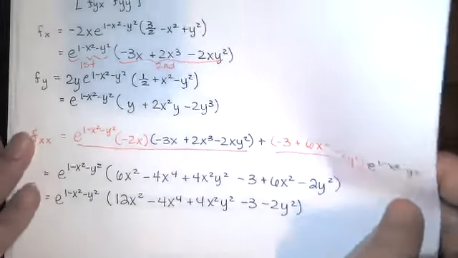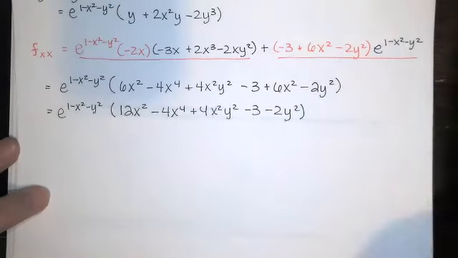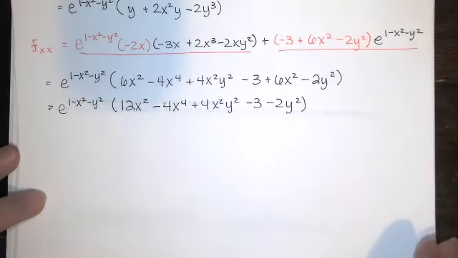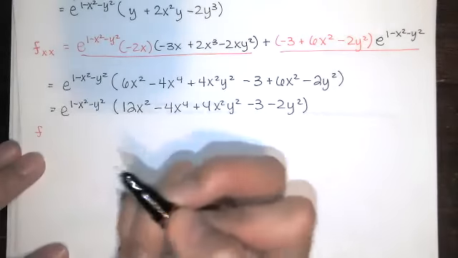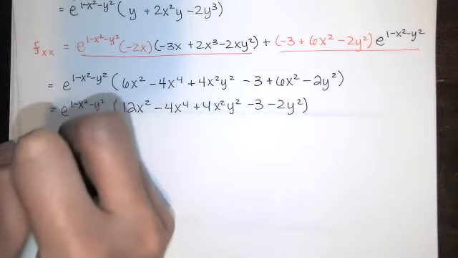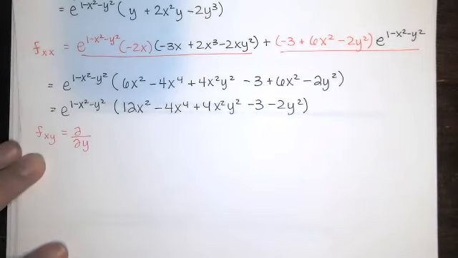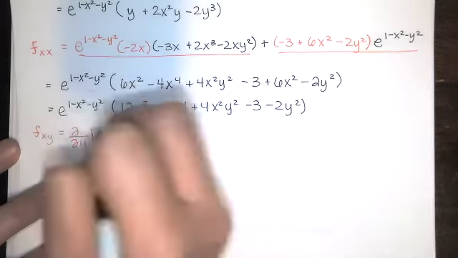And now we want to compute the second partial of f, or actually a mixed partial of f with respect to x and then y, or y and then x. Either one is fine. So I think I'll take the partial with respect to x, and then differentiate it with respect to y. So I want this.